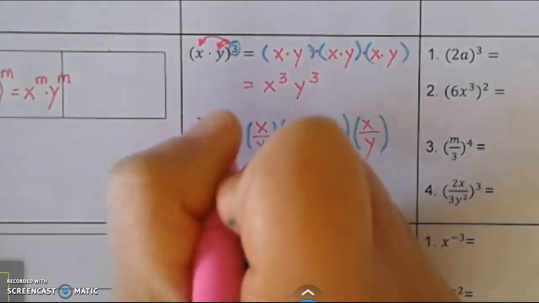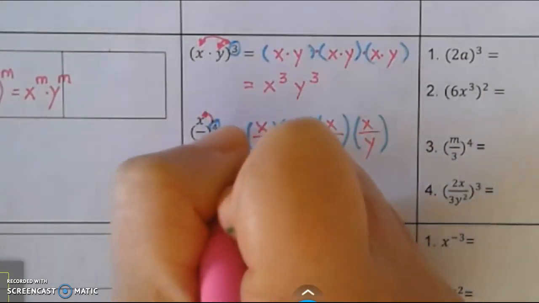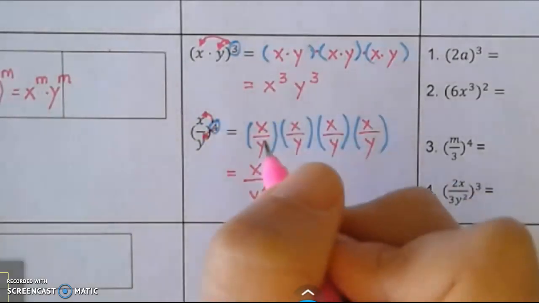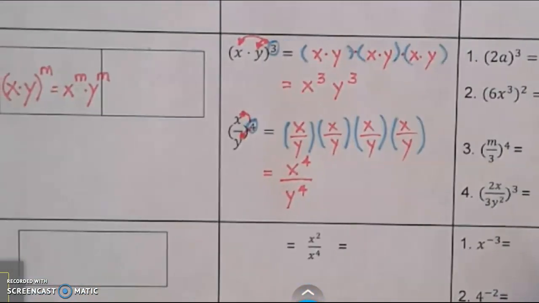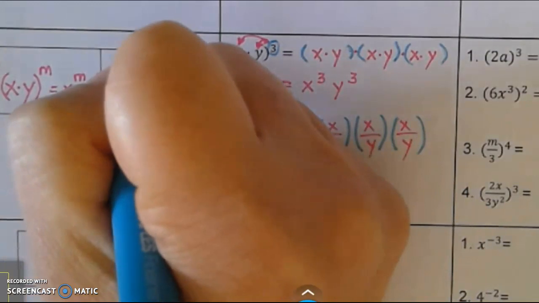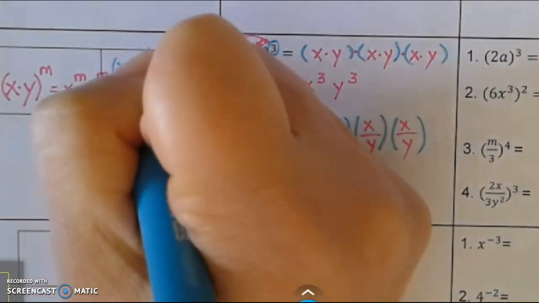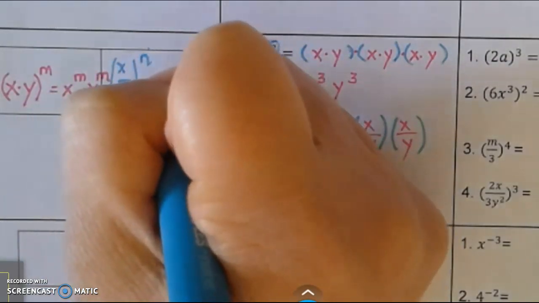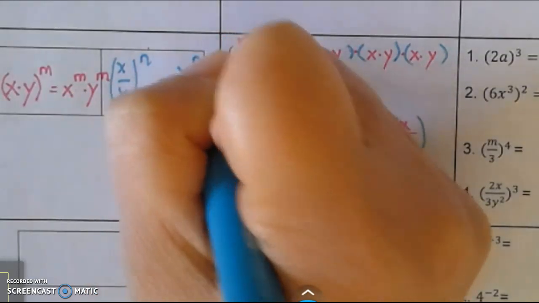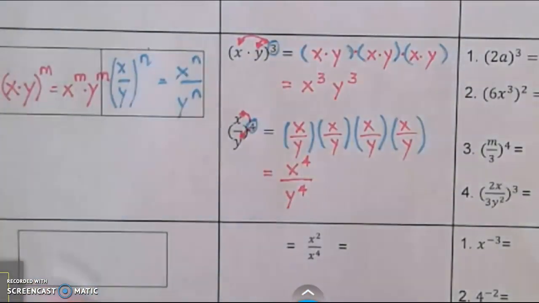And it's almost as if this exponent 4 is being distributed to x as well as to y. So we can summarize this in the generalized form and say that if you have x divided by y, all raised to the power of a certain number n, then this is the same as x to the power of n over y to the power of n.